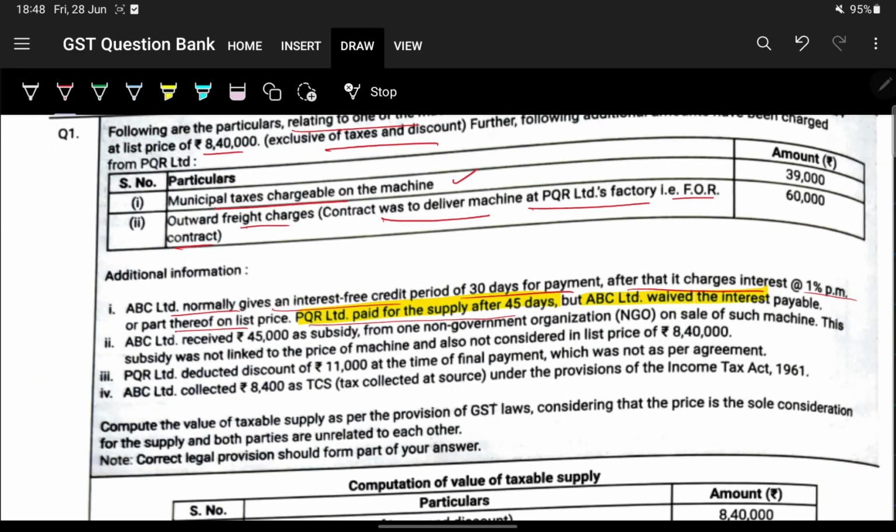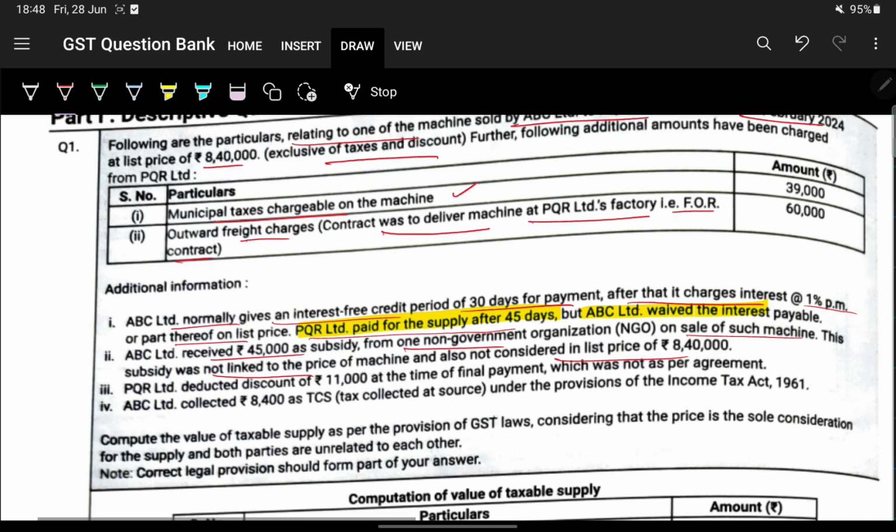Next, ABC Limited received 45,000 as subsidy from one NGO on sale of machinery. Okay, subsidy received from NGO, meaning it is a non-governmental entity that is giving a subsidy. Is that allowed? No. Okay, as per section 15 subsection 2 clause E, that relates to subsidy, it is not allowed. And anyway it is not linked to the price, so it is not considered. Meaning it is not included in this 8,40,000.